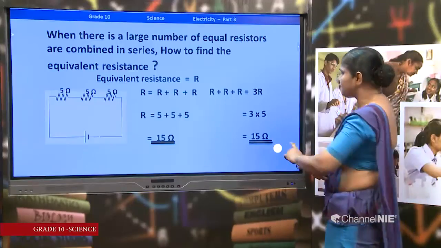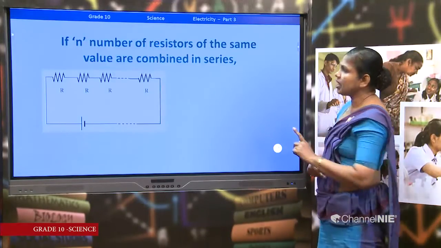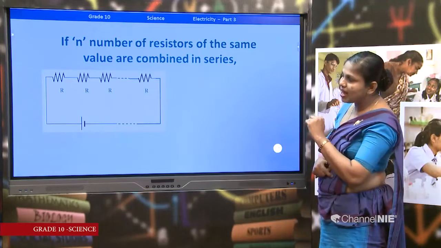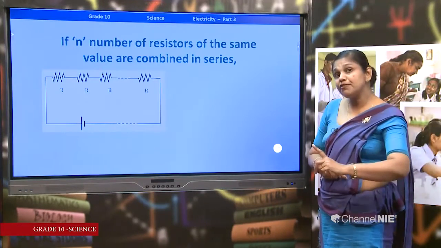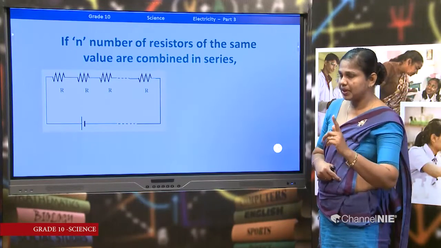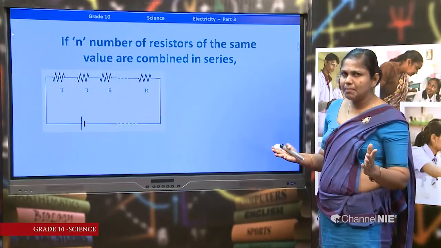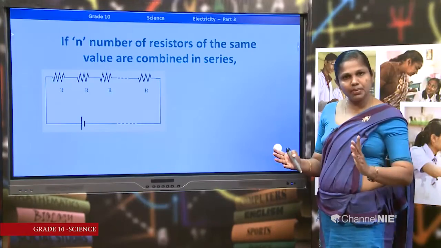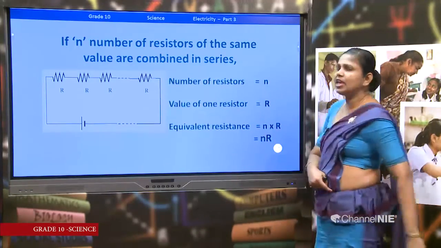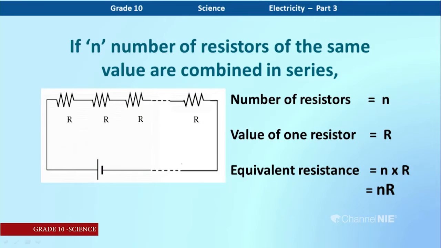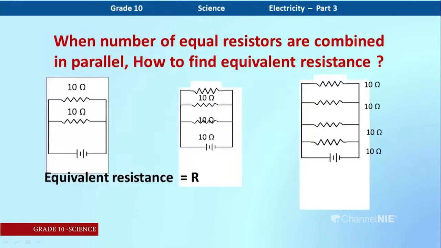If the value of one resistor is R, and the number of resistors is N, we don't know the exact number of resistors. If the number of resistors is N, then how do we get the equivalent resistance, children? N into R, that's NR. Right. Okay.